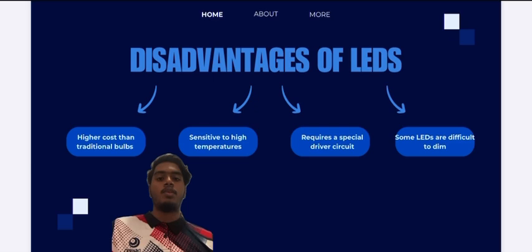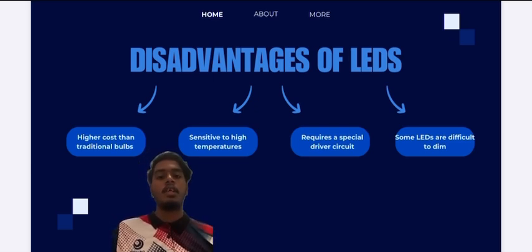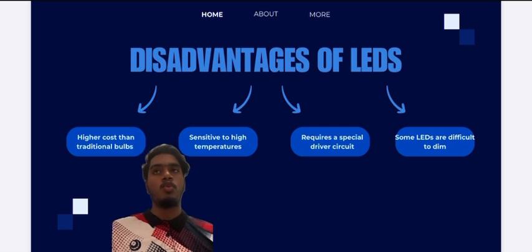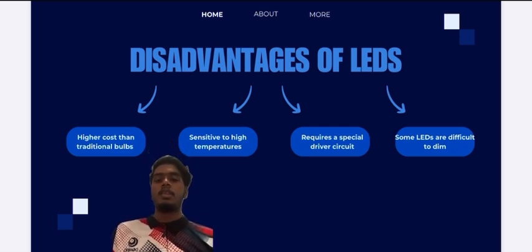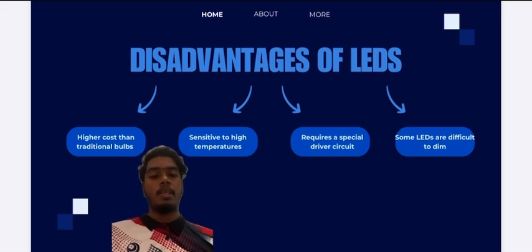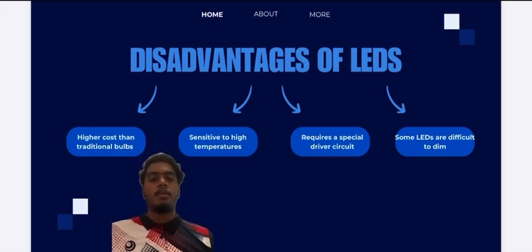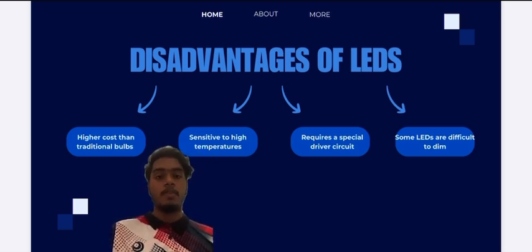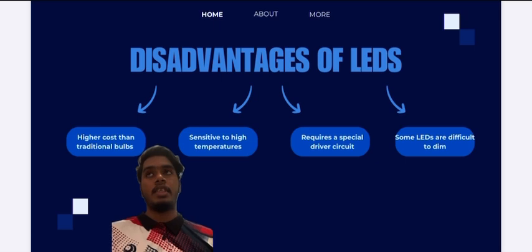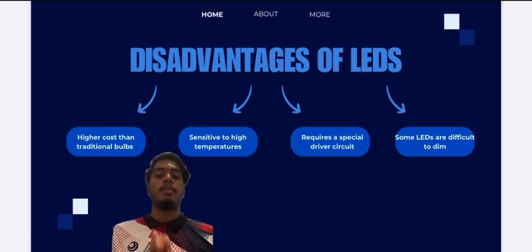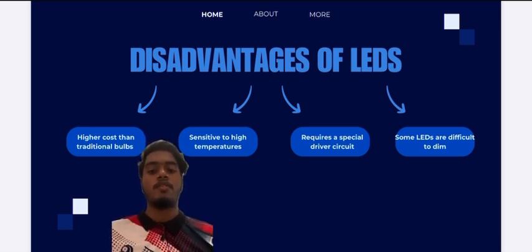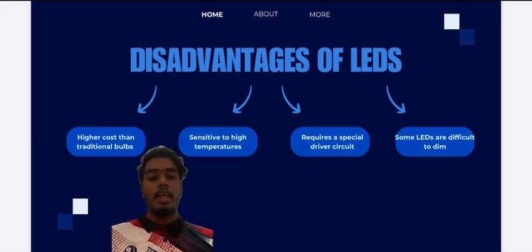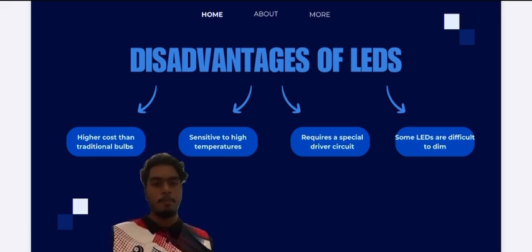LEDs are sensitive to high temperatures. If they are exposed to too much heat, their performance can decrease and their lifespan may be shortened. That's why proper heat management, such as using heat sinks, is important for LEDs. Unlike traditional bulbs that can be directly connected to a power source, LEDs need a special driver circuit to function properly. This adds extra cost and complexity, especially for larger lighting systems.